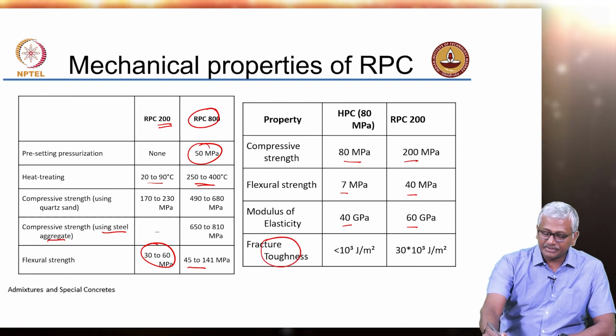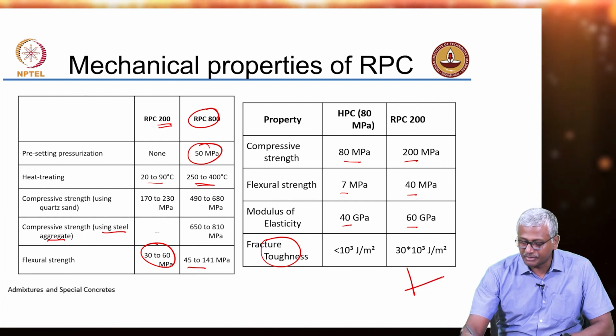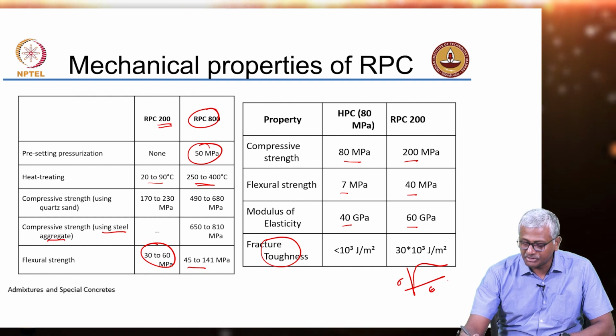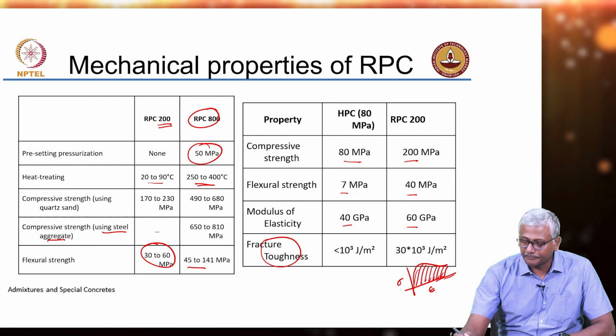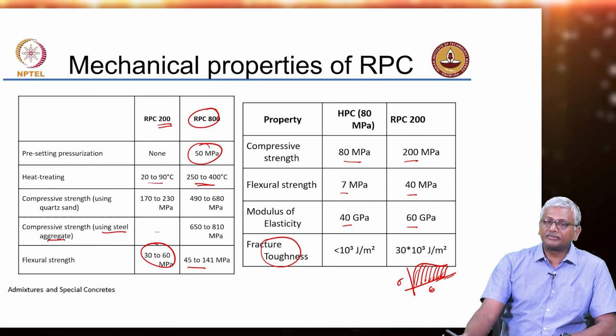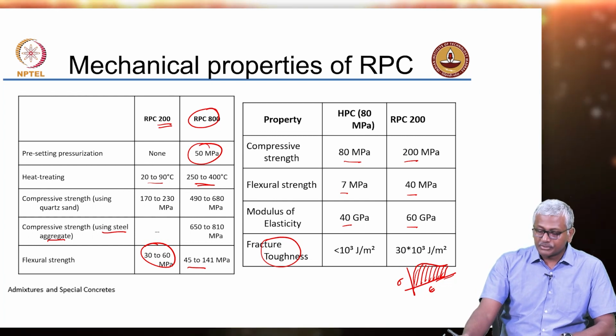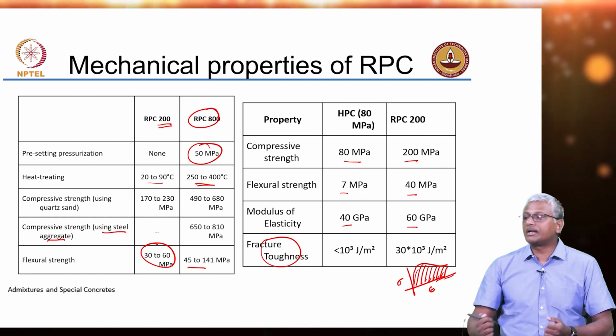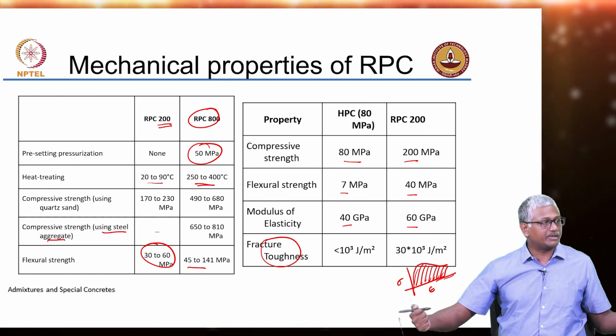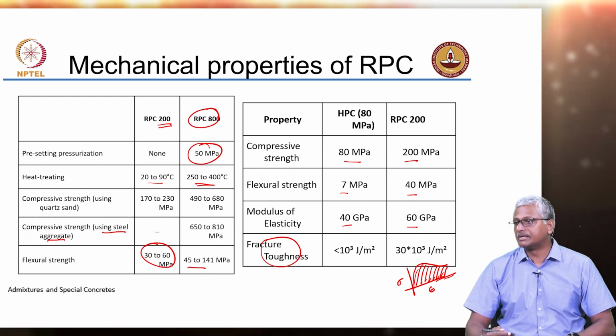The fracture toughness, what is the fracture toughness? If we draw the stress strain curve, fracture toughness relates to the entire area under the curve. The entire area under the curve is related to the fracture toughness. So you can see here that because of the use of fibers in RPC, you are able to stretch the failure significantly, and that increases your fracture toughness quite a bit.